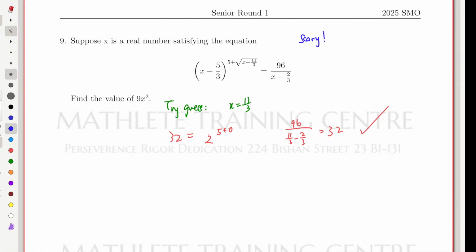Now, if you're a little bit unlucky, maybe you didn't guess x equals 11 over 3 first. Maybe you guess x equals something like 14 over 3, right? That would be wrong, and then you'll be able to guess it on the second attempt because the left hand side is increasing, whereas the right hand side is actually decreasing as x increases. Okay, anyway, 9x squared will be equal to 11 squared divided by 9 times 9, so that's going to be 121.